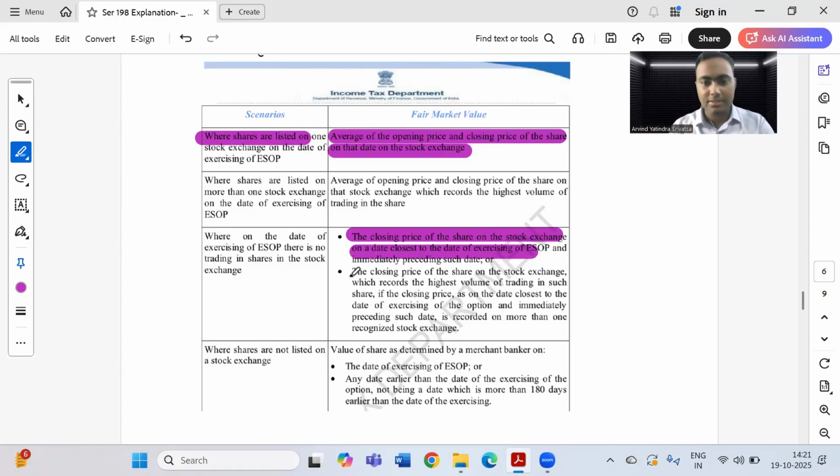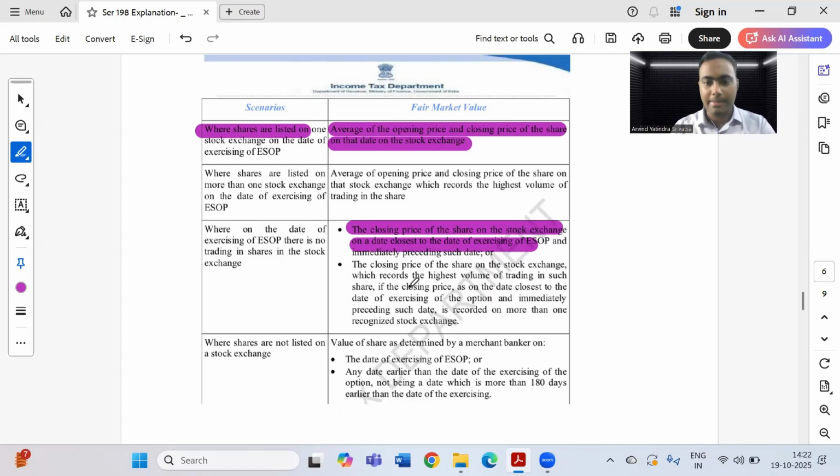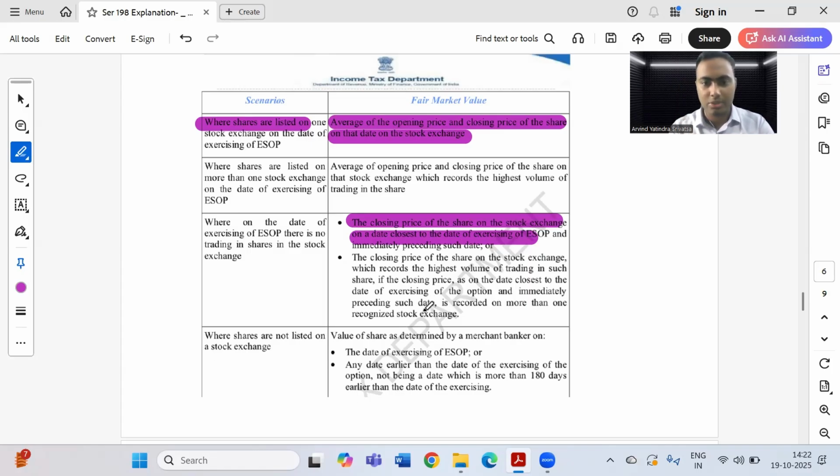Next, the closing price of the share on the stock exchange which records the highest volume of trading in such share. Again, if the share is listed on two stock exchanges, NSE and BSE, and the higher volume happens on BSE, you have to take the closing price on BSE and not on NSE, because it is trading on more than one recognized stock exchange and the higher volume of trade happens on BSE. So that is how you have to proceed here.